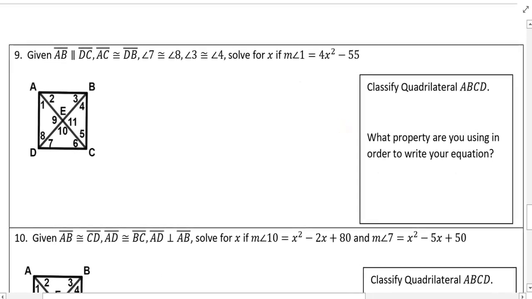Alright, number 9. Again, I'm going to do a little bit of scratch work to try to figure out what I'm dealing with here, or to classify my quadrilateral. We're told that AB is parallel to DC, and AC is congruent to DB, so the diagonals are congruent.